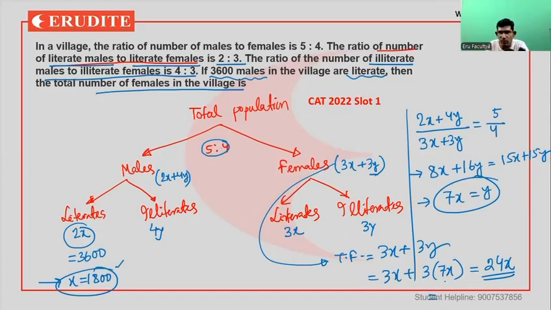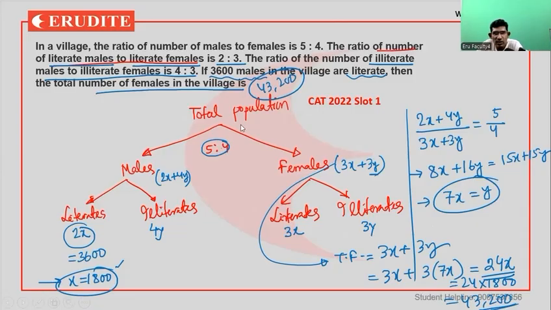So what's the total number of females? Which is 24 into 1800, which is equal to 43,200. So that's my clear answer, 43,200. So the trick to solve this question efficiently is to organize the information systematically.